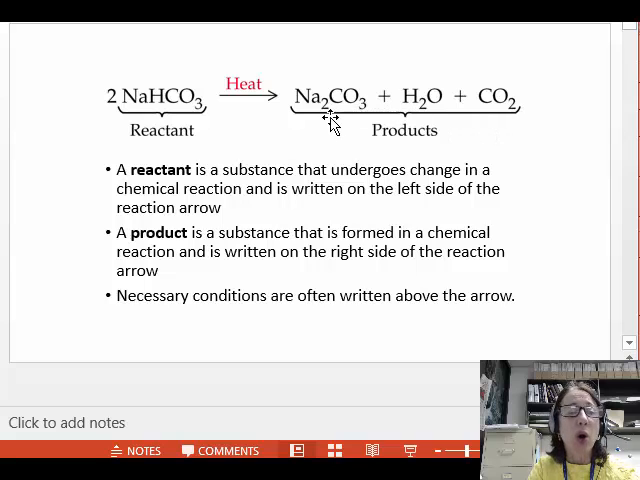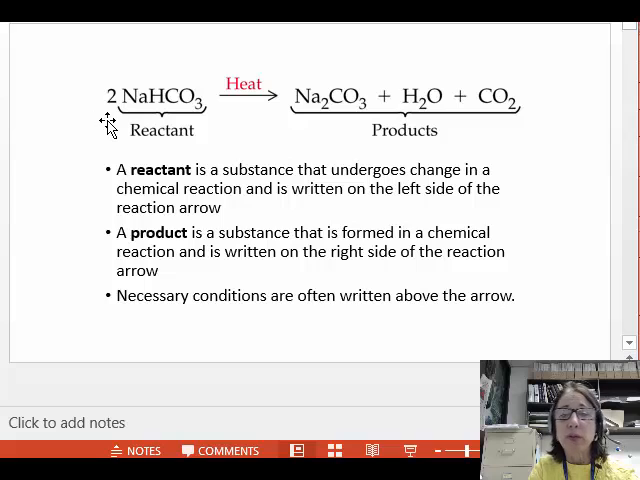Chemical equations always include an arrow which divides the chemicals between what we start with, or the reactants, and what is formed, or the products. The starting ingredients are always referred to as the reactants, and what is formed are always referred to as the products. Reactants are always on the left-hand side of the arrow, and products are always on the right-hand side of the arrow. Sometimes necessary conditions, such as a catalyst or heat, are written above the arrow.